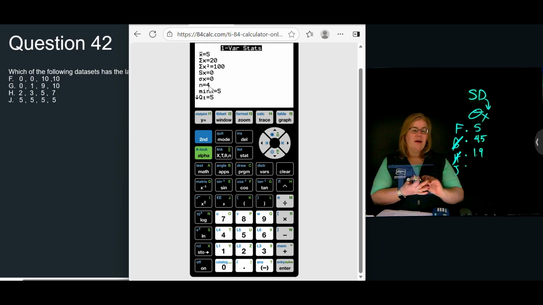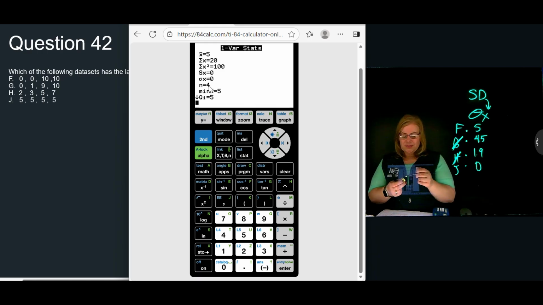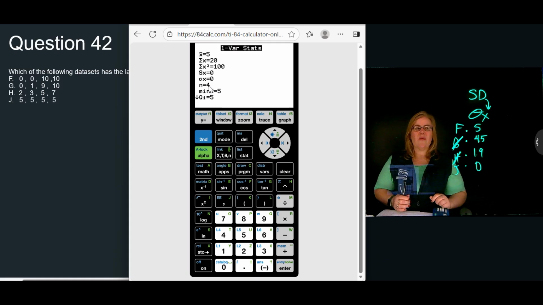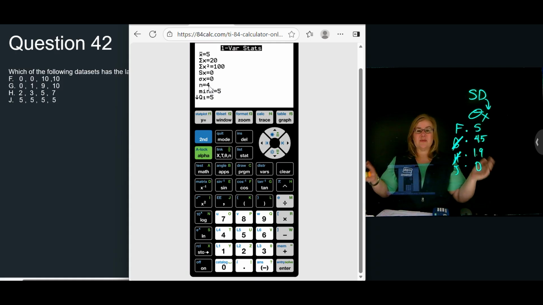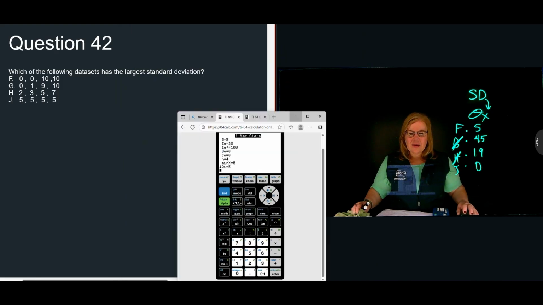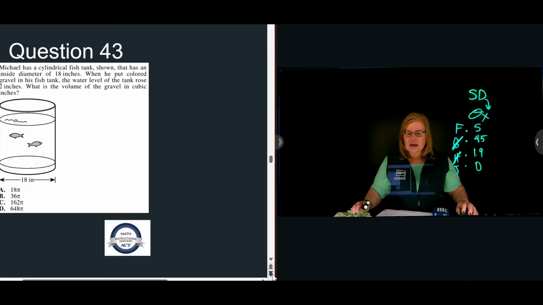And, oh, we don't have one. So obviously my answer is going to be what? It's going to be F, because that is the largest standard deviation. Remember, standard deviation is the distance between the middle. Good job, guys. All right, so let me get that going. And let's go to our next question.